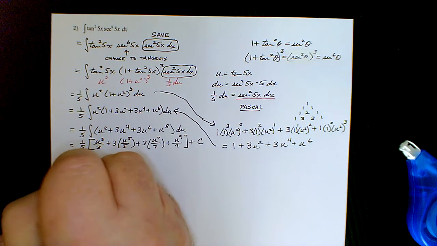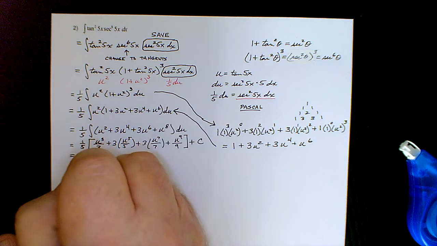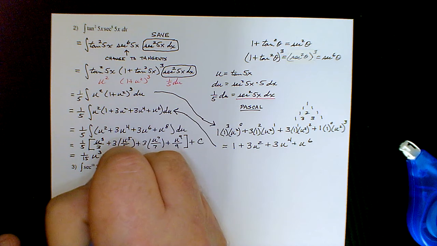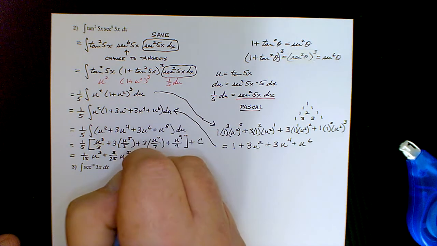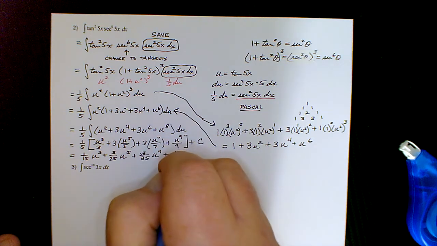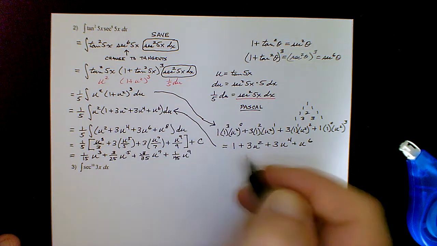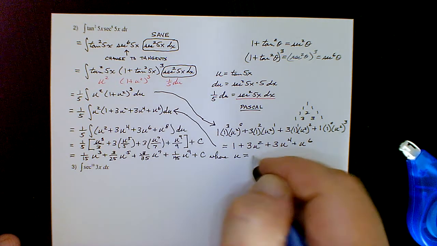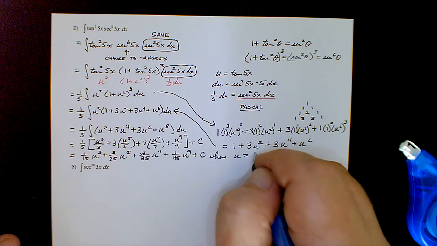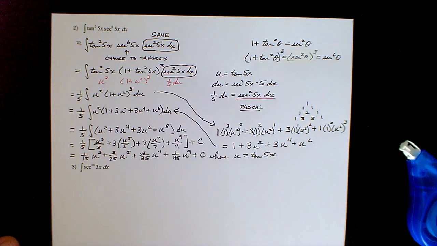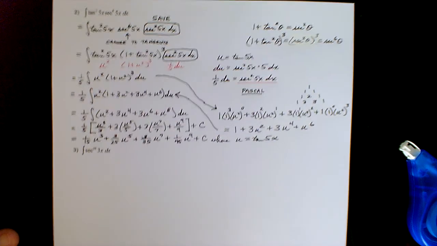Distribute the 1/5. So 1/15 u cubed plus 3 over 25 u to the 5th plus 3 over 35 u to the 7th, and plus 1 over 45 u to the 9th, plus our constant, and this is where u is equal to tangent of 5x. Okay, so probably should have given myself a little more room there, but I think that works.